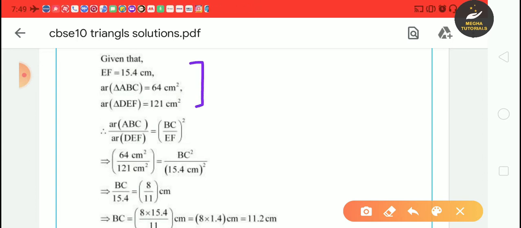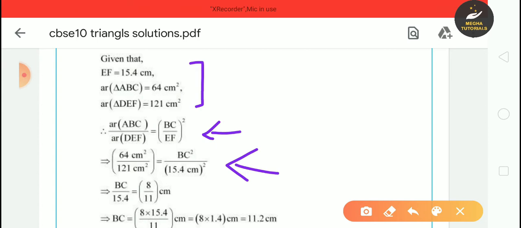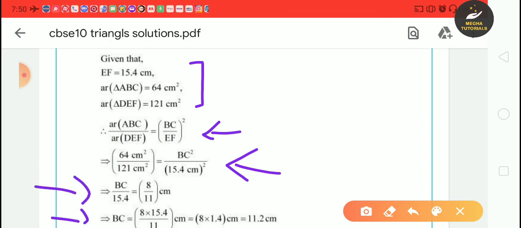So we'll put these values in area of triangle ABC upon area of triangle DEF is equal to BC upon EF the whole square. After putting the values, we will get 64 upon 121 is equal to BC square upon 15.4 square. After taking the square root in the next step, we will get BC upon 15.4 is equal to 8 upon 11. Then using transposition, we can write BC is equal to 8 into 15.4 upon 11, which is equal to 8 into 1.4, is equal to 11.2 centimeter. So this is your final answer.